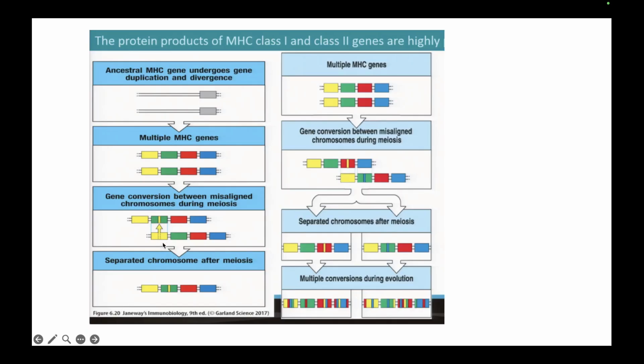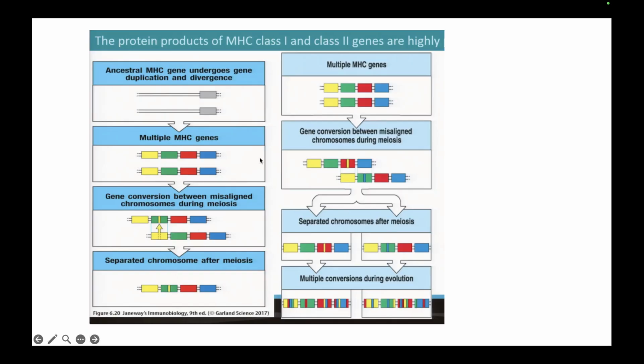So if there are misaligned chromosomes during meiosis, there is a gene conversion event, and after segregation you will have something like this. This gene is now changed. What it was initially is changed due to the crossover, due to misalignment.